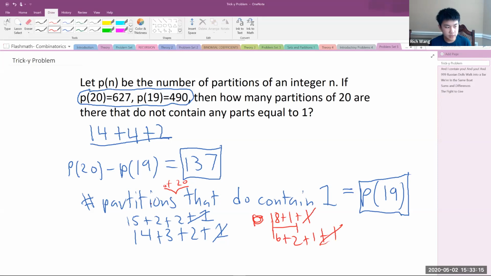And as a result, we can see that the number of partitions of 20 that do contain 1 is just equal to the number of partitions of 19. And the reason that we don't have to subtract the number of partitions of 19 that contain a 1 is because we're only removing the last 1, so it doesn't really matter either way. All right, I hope that cleared up any confusion you guys had. So from here, all you have to do is complementary counting to get the number that do not contain a 1, which is P of 20 minus P of 19, equal to 137.